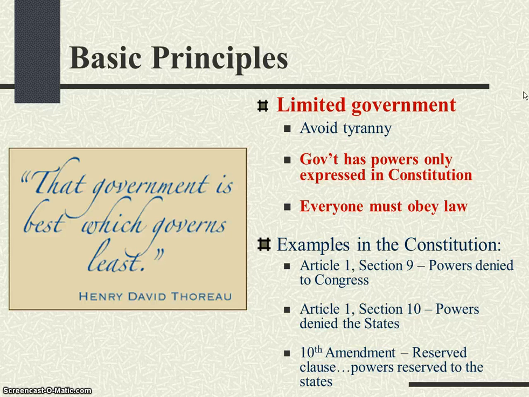Again, examples of the principle of limited government included in the Constitution include Article 1, Section 9 that lists the powers that are denied to Congress. Article 1, Section 10 has the powers that are denied to the states. The 10th Amendment has the reserved clause, or any powers that are not expressly listed in the Constitution are reserved to the states. That's why from state to state you have different laws regarding education, marriage, property ownership, things of that sort.